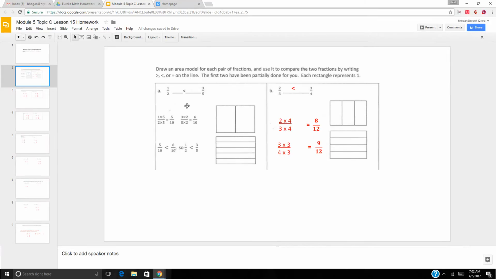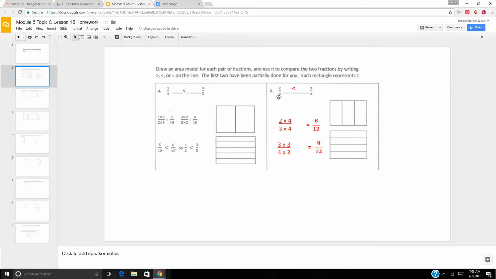In the example, they're finding that the common denominator is 10 because 2 times 5 is 10 and 5 times 2 is 10. So we do 1/2 times 5, which is 5/10, and 3/5 times 2, which is 6/10. And it's easier to compare 5/10 to 6/10.